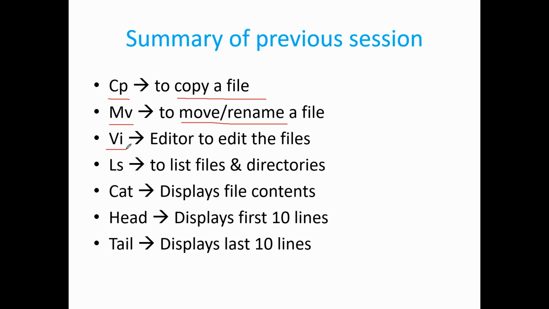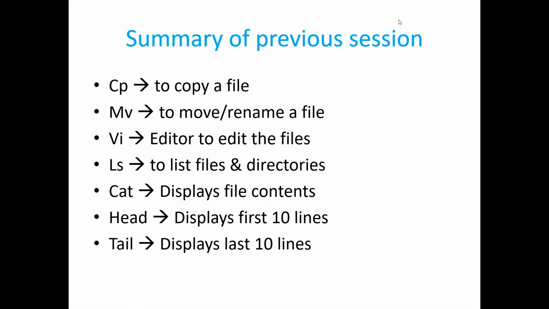And we have also seen how to use the vi editor to edit files. And to list the files and directories, we have seen how to use the ls command. And the cat command is used to display the file contents, but the cat command will try to display everything in a file. So hence, we preferably went with using either the head command or the tail command. Head will give you the first 10 lines of a file, whereas tail will give you the last 10 lines of a file. So this is what we have learned in the previous session.